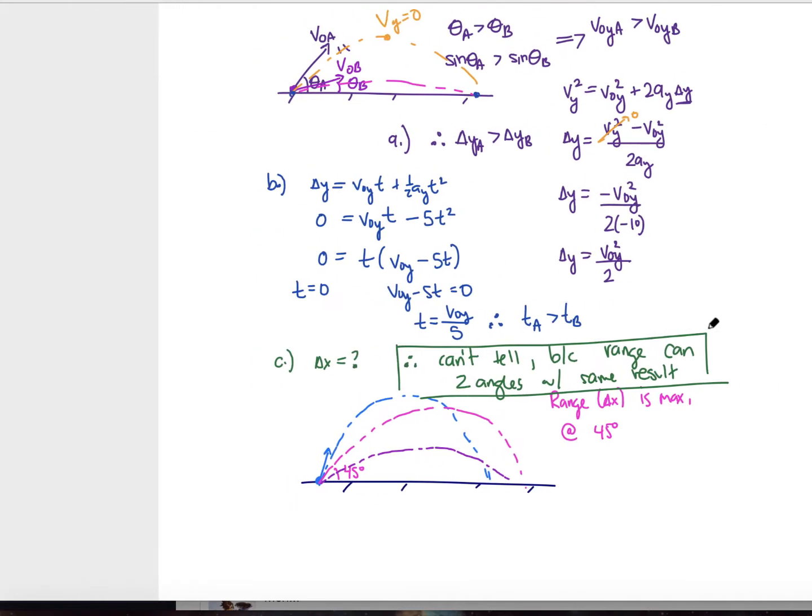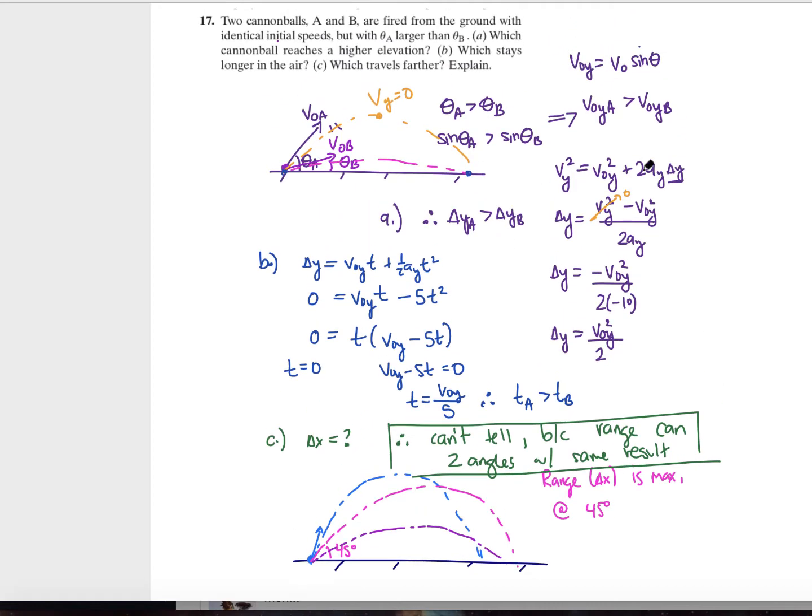We can explain a little bit with math, but it's all about comparing: how does this variable affect another variable? And then can we make an actual assumption about which one always travels further? No, we can't. So go look at your range equation and you'll see that.